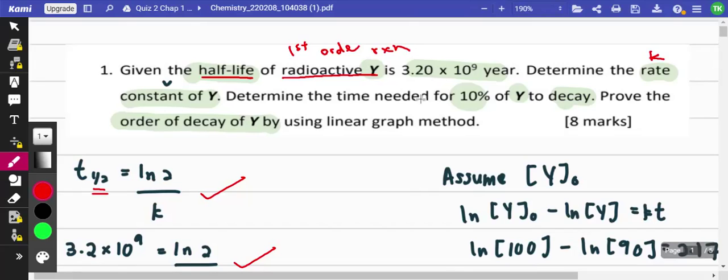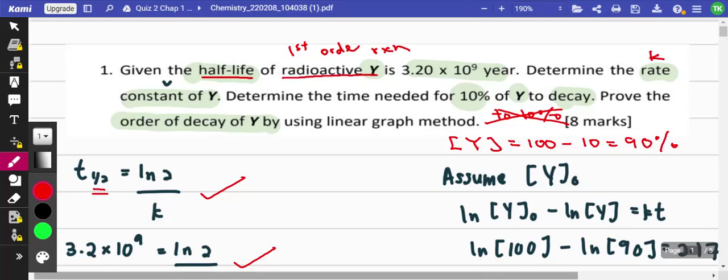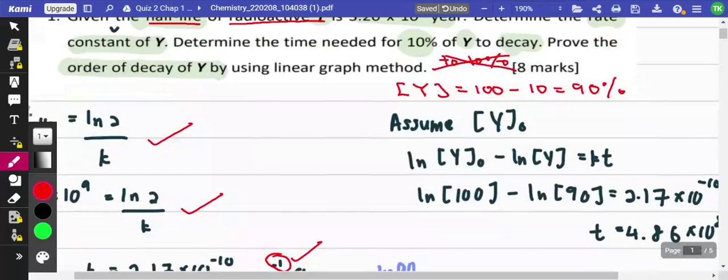Now let's go to second one. Determine the time needed for 10% of Y to decay. Many students misunderstood 10 means that it decays to 10%. So this is incorrect. It means that 10% of Y to decay means in the end, Y equals 100 minus 10 because 10% decay. Because this is a first order reaction, we can assume the initial is 100. So the remaining is 90.